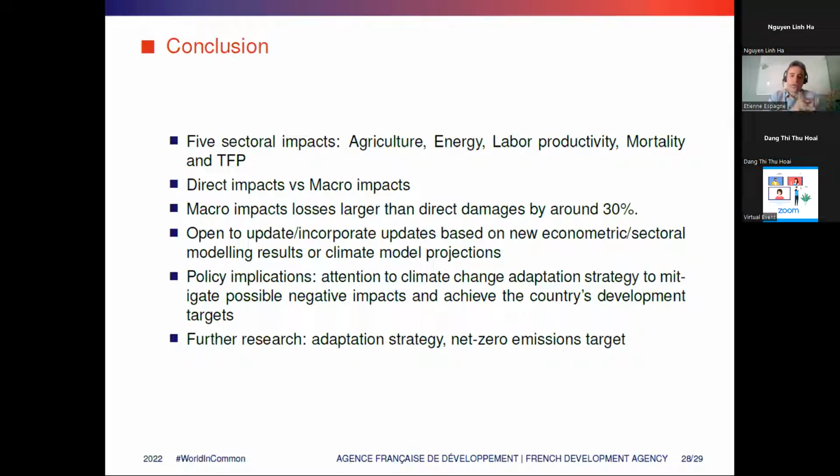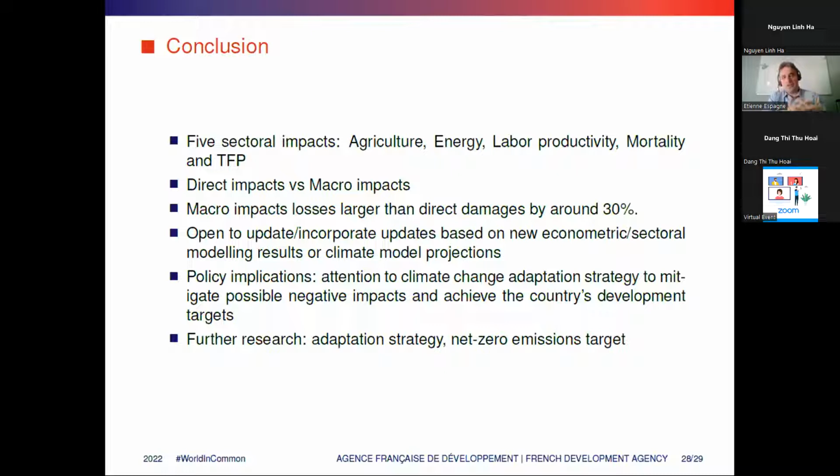Then, of course, there are new paths and new horizons for the research. First, we could incorporate or update at least the damages on other sectors, using the new climate model projections of the latest IPCC reports. So that's something we are working on right now for the final national macro reports of the project.